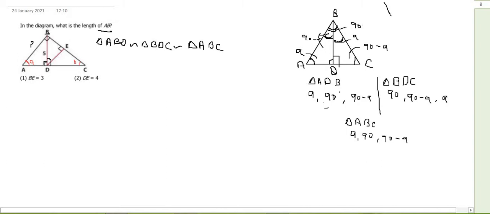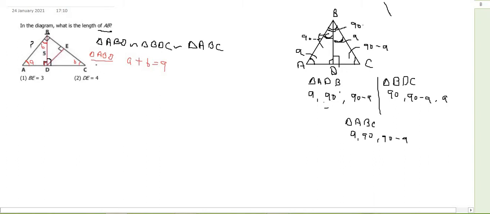When you drop a perpendicular on the hypotenuse from B, this angle is 90 degrees in triangle ABD. So in triangle ABD, this is 90 degrees, this is A, so this has to be B, right? Because we already know A plus B is equal to 90. So if this is A and this is 90 degrees, this has to be B.